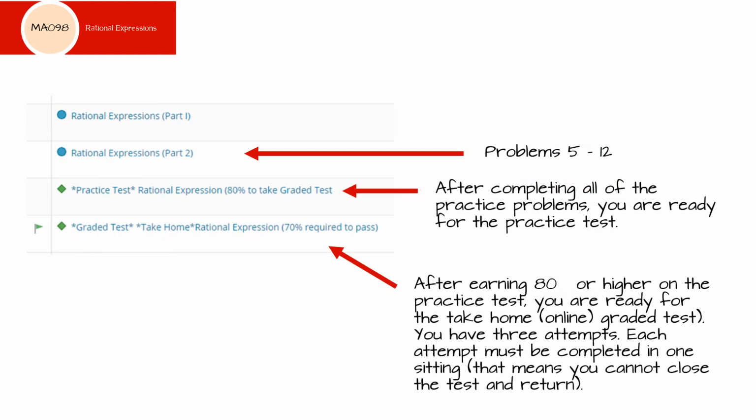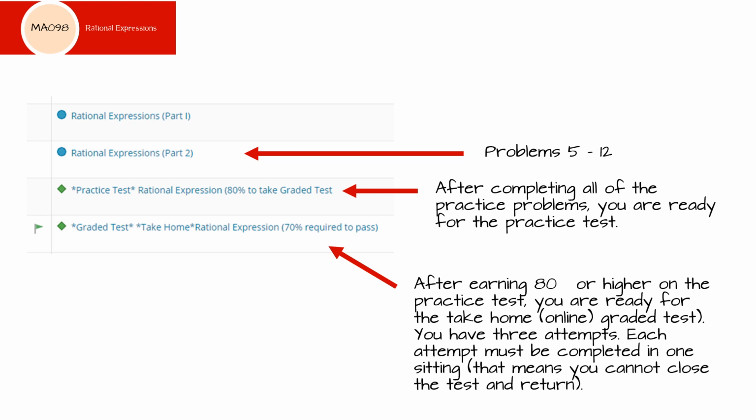Now it's time to practice. You can do the rational expressions part 2, problems 5 through 12. After completing all of the practice problems, you're ready to do the practice test. Cool. After earning 80% or higher on the practice test, you are ready for the take-home online graded test.